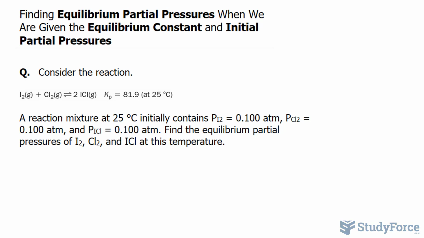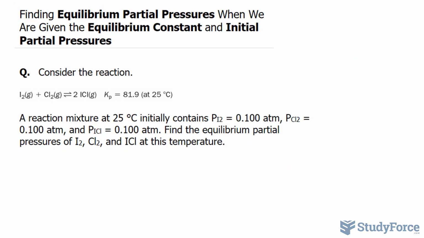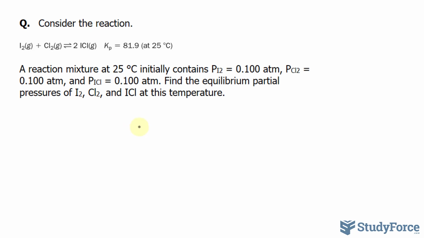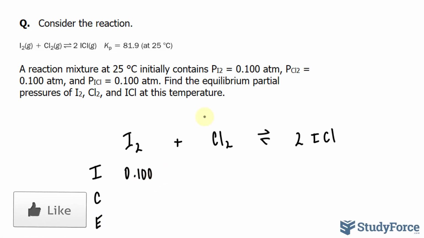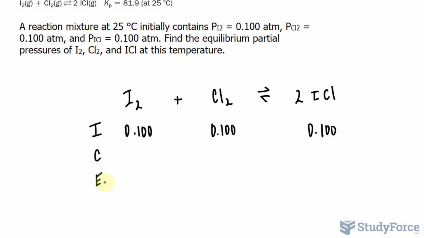Much the same way we did with equilibrium concentrations, we'll be creating an ICE table here to organize our work. So let's go ahead and do that. I'll rewrite the reaction, I2 plus Cl2, and this yields 2 molecules of ICl. We've been given the initial pressures, and I'll create 3 rows, I, C, and E. I'll write in the pressures for each. No need to write the units. And now we are looking for the equilibrium pressures.